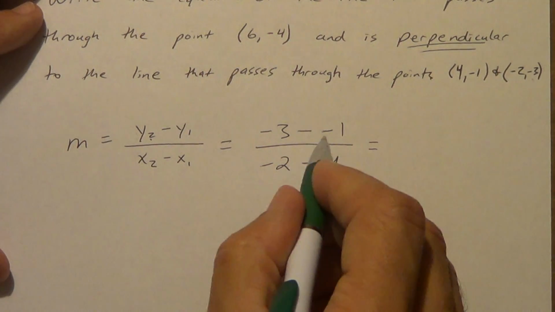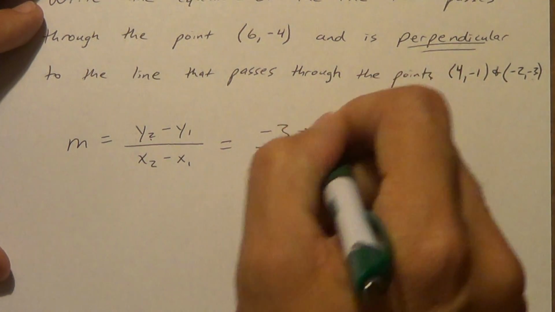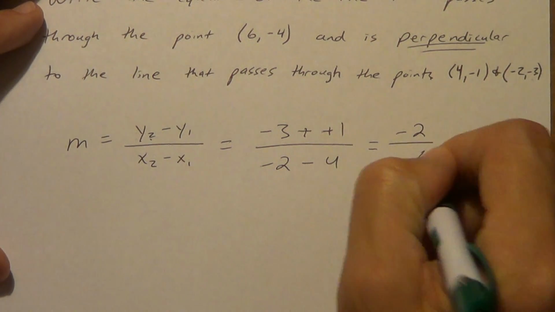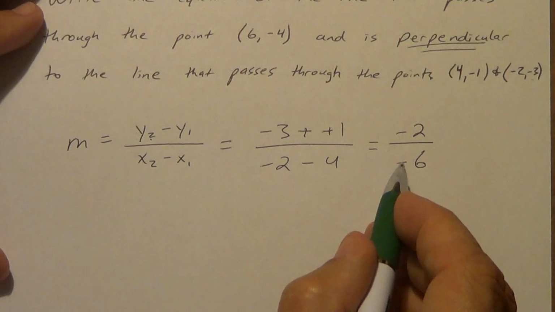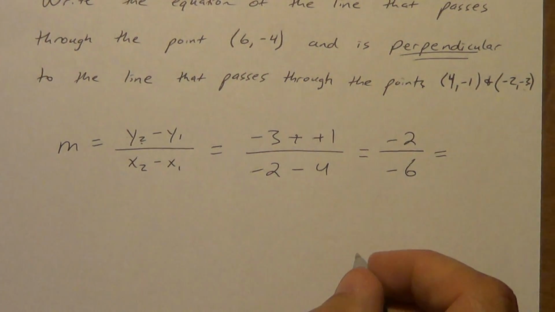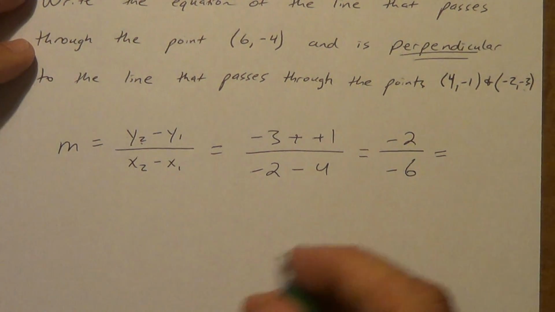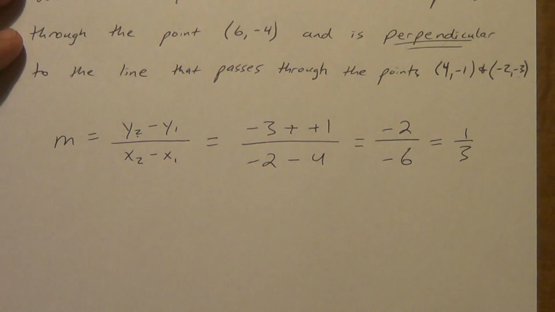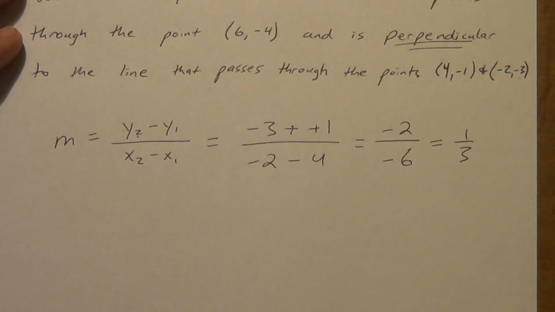Okay, what do we do with a minus and a negative? We add. Negative 3 plus 1 is negative 2. Negative 2 minus 4 is negative 6. A negative over a negative is a positive. And 2 divided by 6, we reduce that to 1/3. Alright, there we go. All that work to find m, the original m.